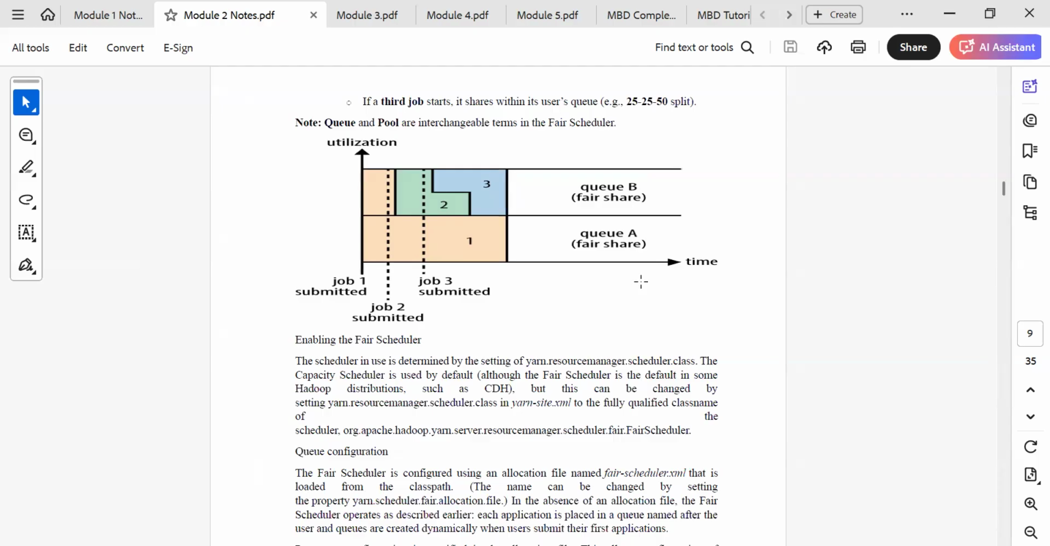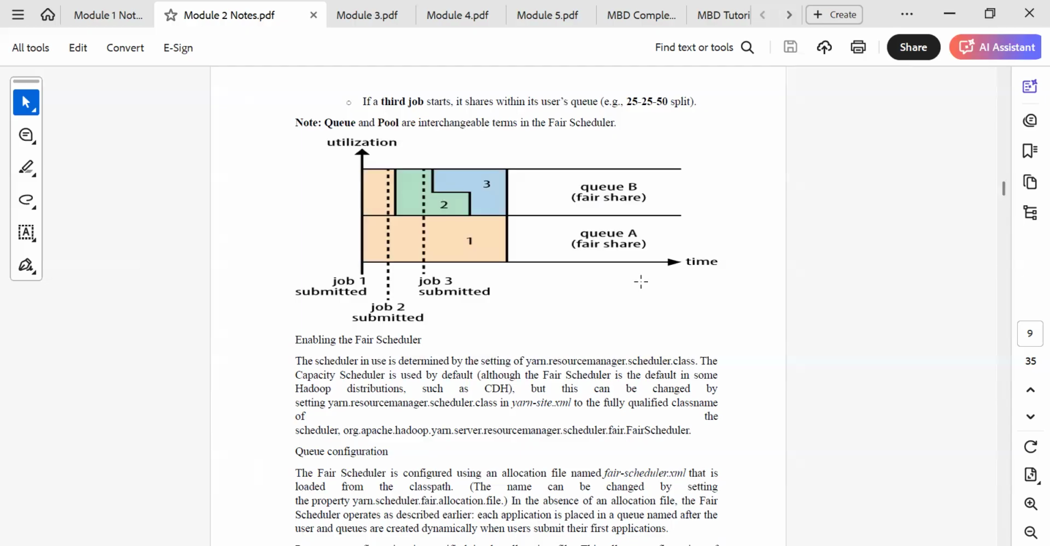Then QB fair share, QA fair share. Some tasks are allocated based on that. The first time 100%, the second time 50-50, and the third time 25, 25, and 50, like that.